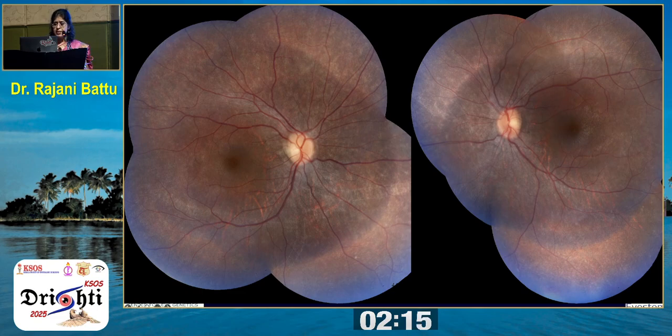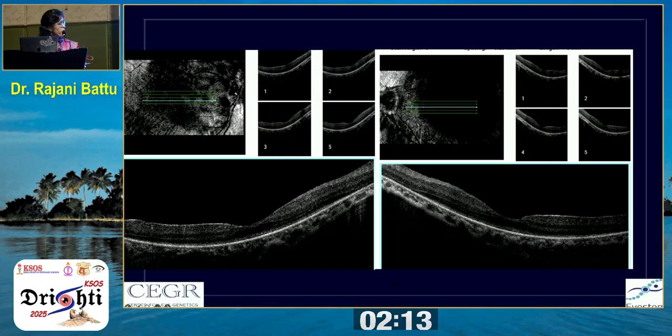So this is the older sister, and what is also important is how well the retinal architecture is maintained, unlike other LCAs that you see where there's significant loss of rods and cones.